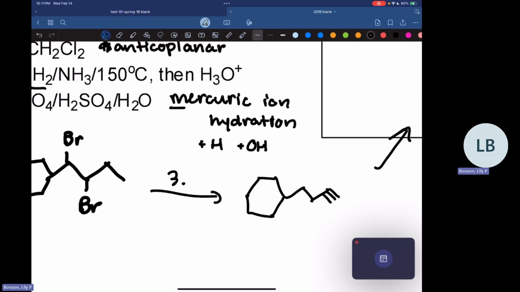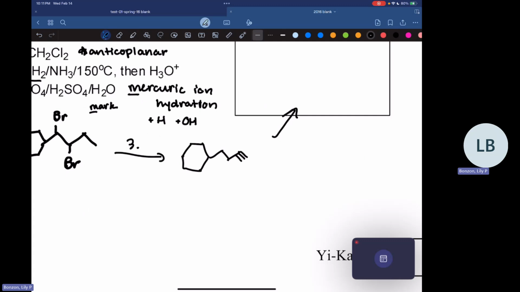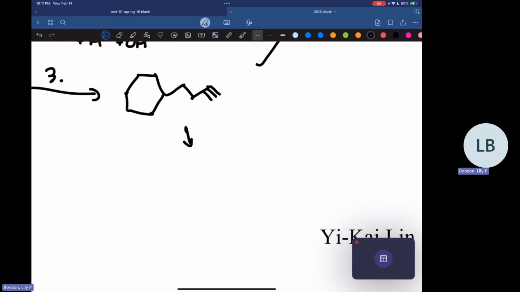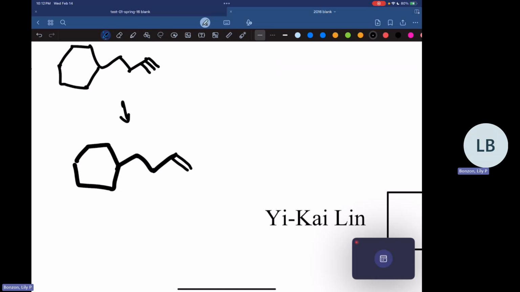One thing to remember is mercuric ion hydration is a Markovnikov style addition. And you remember that Markovnikov and mercuric both start with M. So that OH is going to add to the more substituted side of that triple bond. So if we add our hydrogen and our oxygen on there, we're going to be left with an alkene. We've got a hydrogen added on, and we've got our OH added on as well.